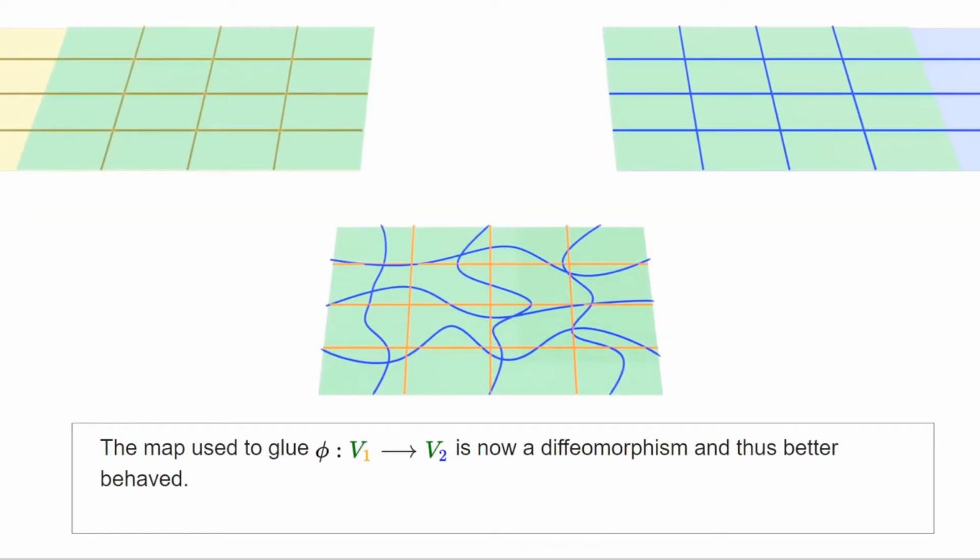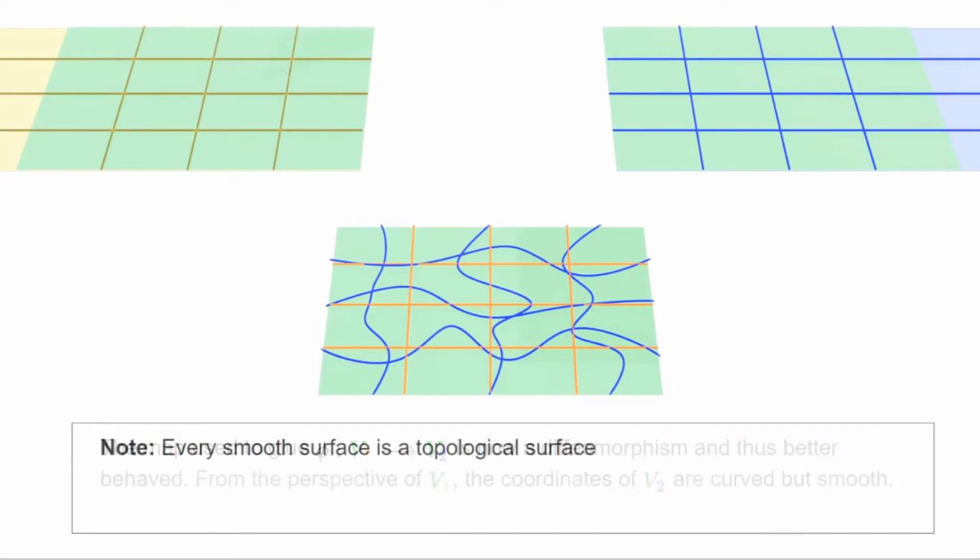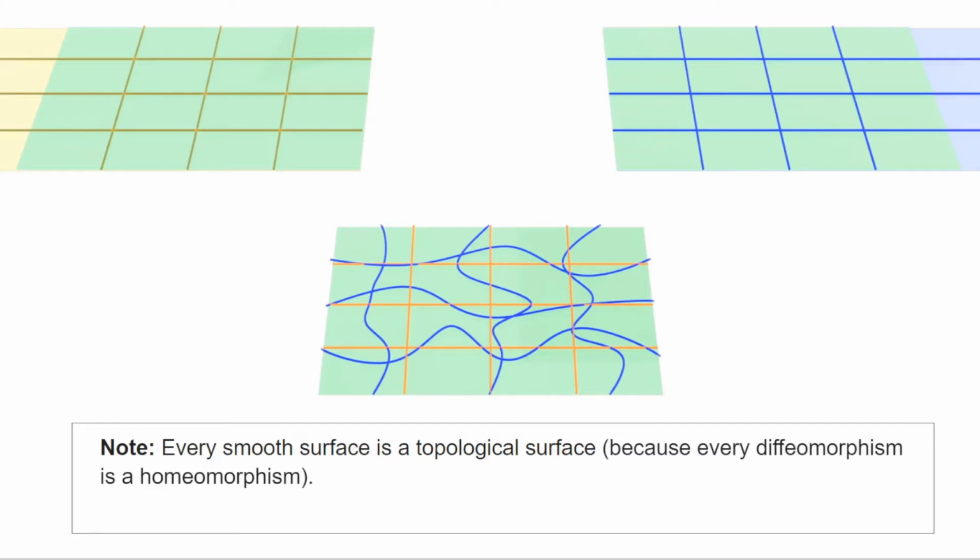If we take the coordinates of V2 and we pass them to V1 using the diffeomorphism, we will see that these are now distorted, but they are still smooth. It follows by the chain rule that the notion of smoothness for functions in our surface is well defined across the different charts. We can now observe that since every diffeomorphism is in particular a homeomorphism, then every smooth surface is in particular a topological surface.